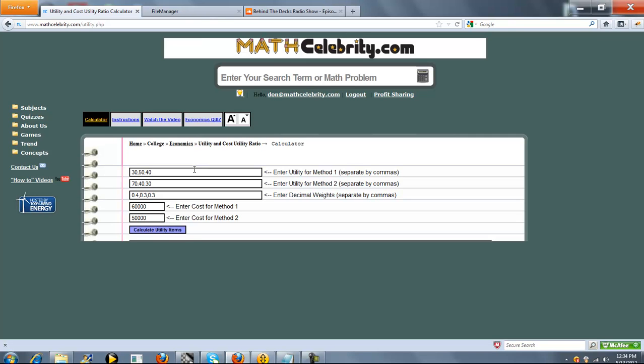The first is the utilities for method 1. You separate each utility with a comma. The second is the utility for method 2. Again, same as the utility 1. Separate each with a comma.